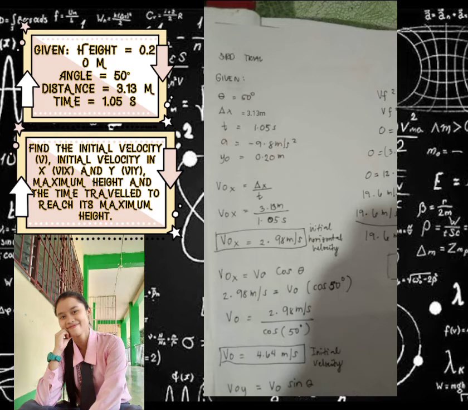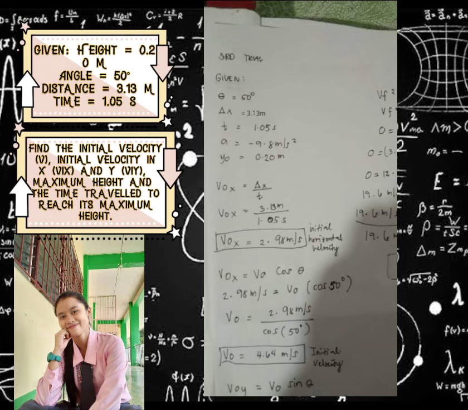So first, we're going to solve for the initial velocity, but we don't have the data to get it yet, so we will proceed in getting the initial horizontal velocity. The formula for the initial horizontal velocity is equal to range over time. So our range is 3.13 meters, divided by our time, which is 1.05 seconds. So our initial horizontal velocity is 2.98 meters per second.